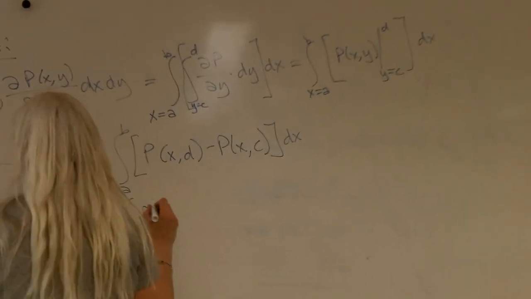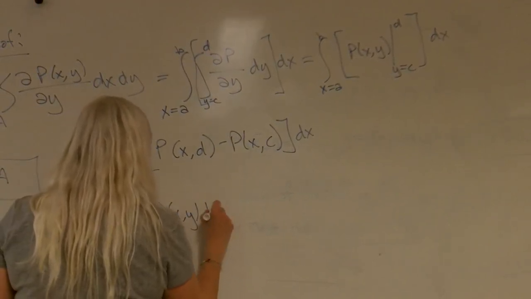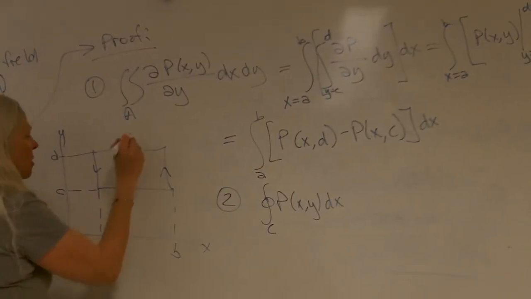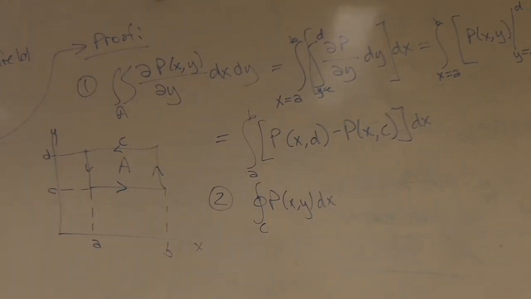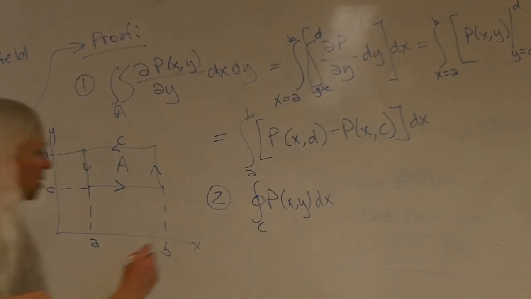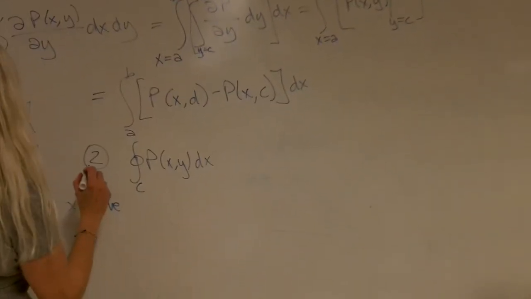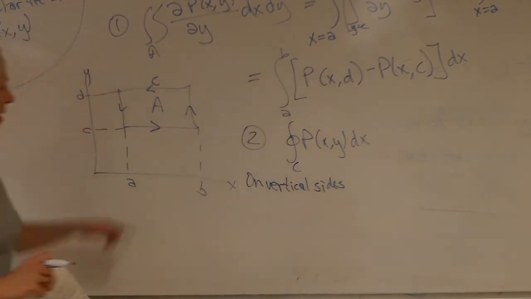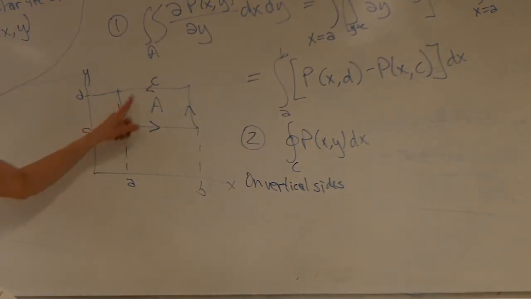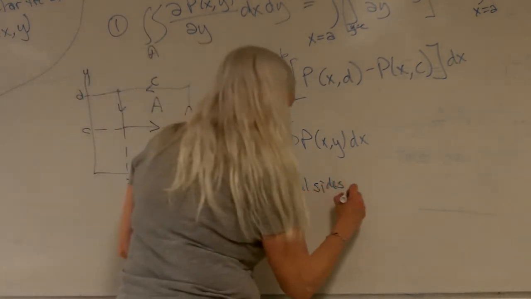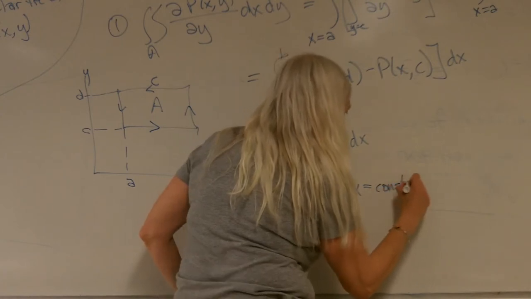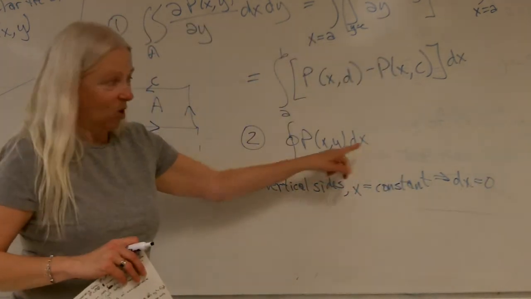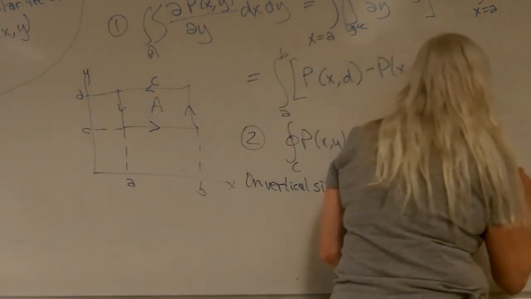So now we've got the line integral of p of x and y dx integrated around this curve C. C is once again the same curve that I talked about before. It's the boundary of A going around counterclockwise. So on the vertical sides, right, there's four pieces to this line integral for each side of that rectangle. On the two vertical sides, x is being held constant. And that means dx is 0. And since we're integrating with respect to x, right, that's going to make those two sides have no contribution to this integral.